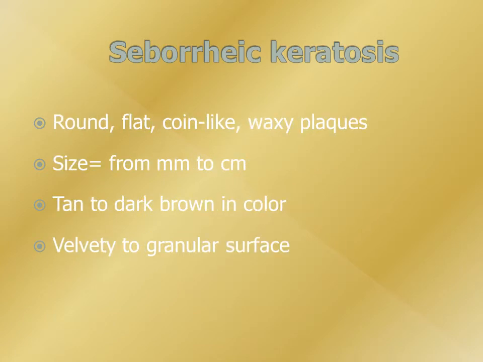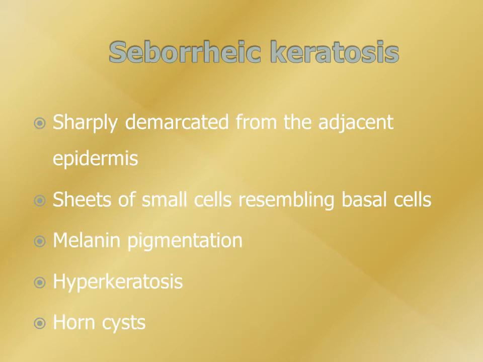On gross appearance, the lesions are rounded, flat, coin-like, and they have waxy plaques. The size varies from millimeters to centimeters, and the color varies from tan to dark brown. A very important thing is that the seborrheic keratosis lesion has a velvety to granular surface. It is sharply demarcated from the adjacent epidermis.